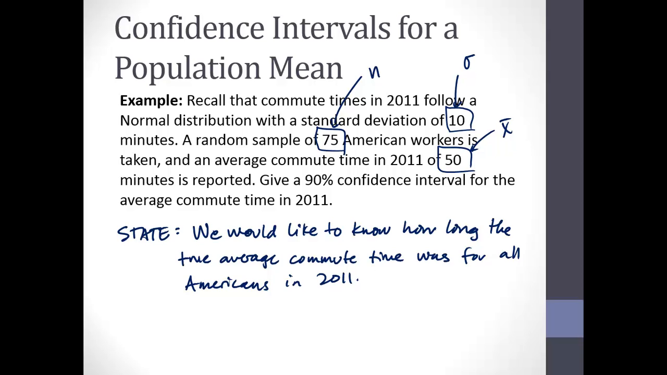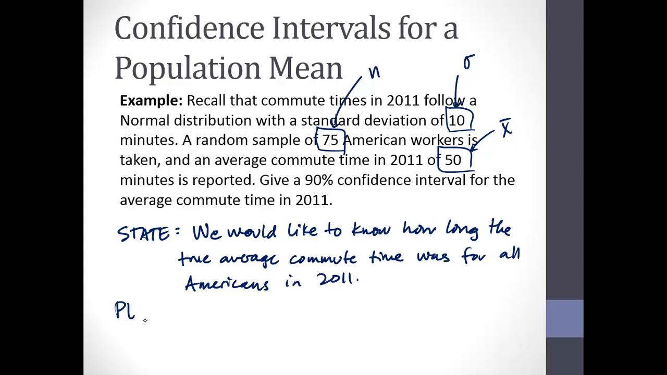So again, the question's asking us for a 90% confidence interval, but keep in mind what we're really trying to do here is we'd sort of like to know how long the true average commute time was for everybody. So again, if we were able to ask everybody, we could find this out, but we can't. But practically speaking, that's the question that we're trying to answer here.